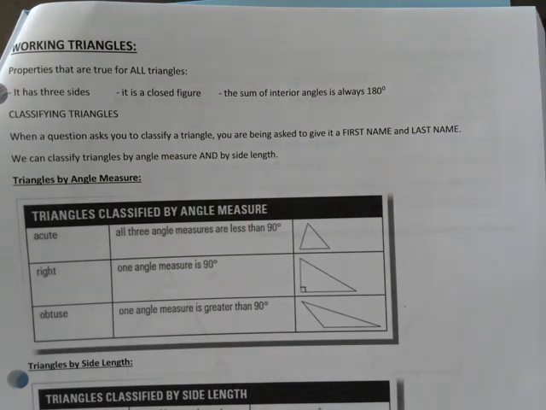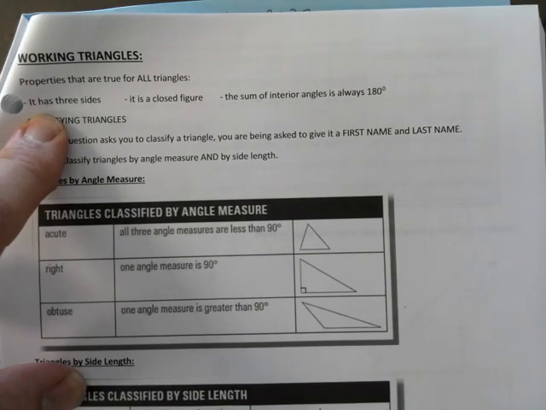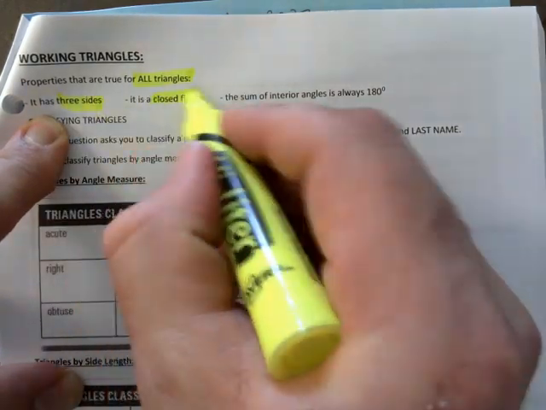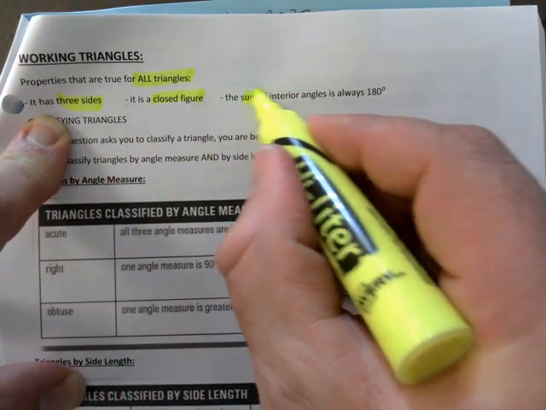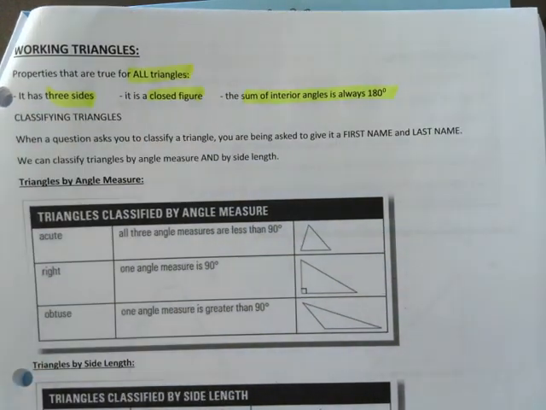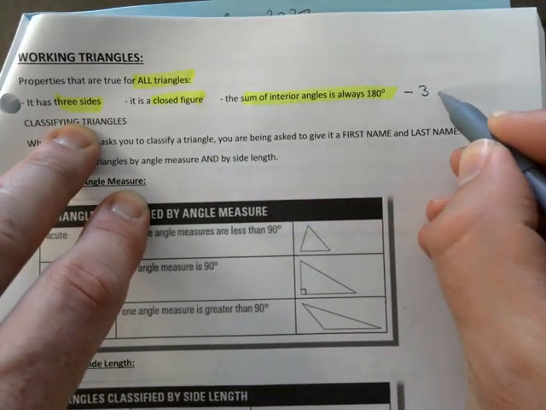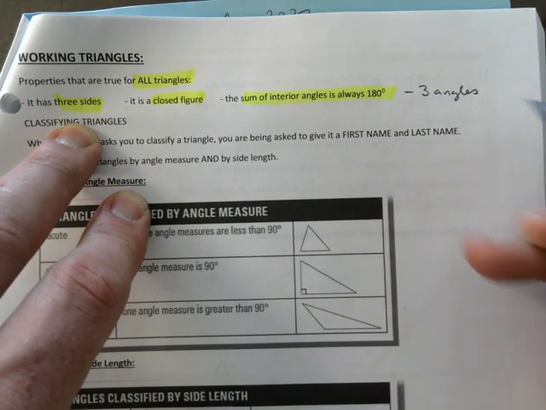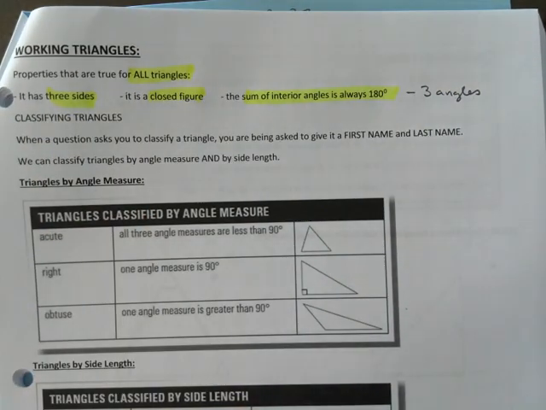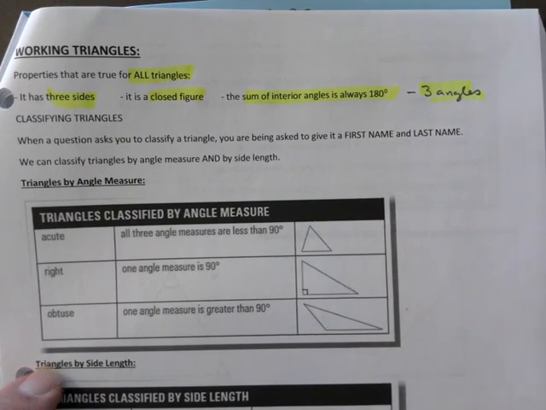Okay, so this is where it gets to the meat and potatoes. Probably not brand new, but we need to classify triangles, okay? So all triangles, this is true. They have 3 sides, closed figure, sum of interior angle is 180. I forgot one. 3 angles. Okay, they all have 3 angles. There you go.